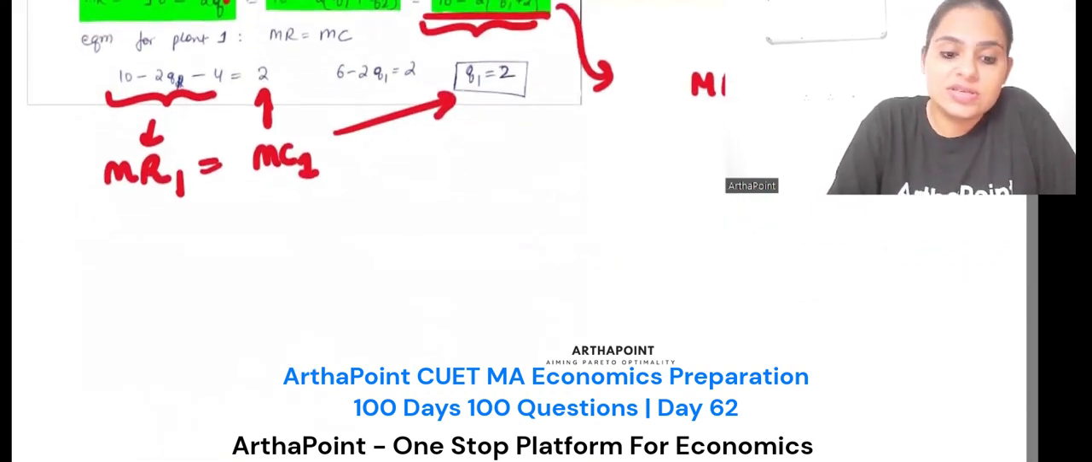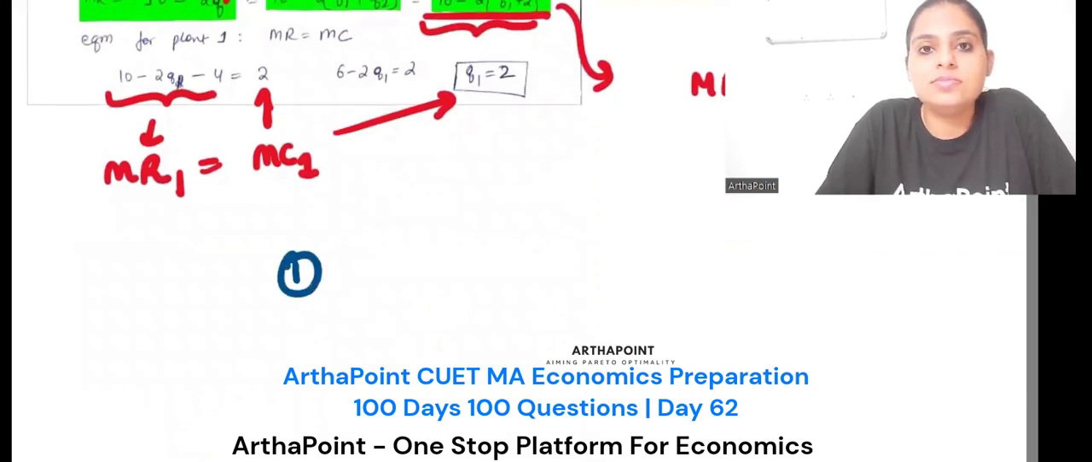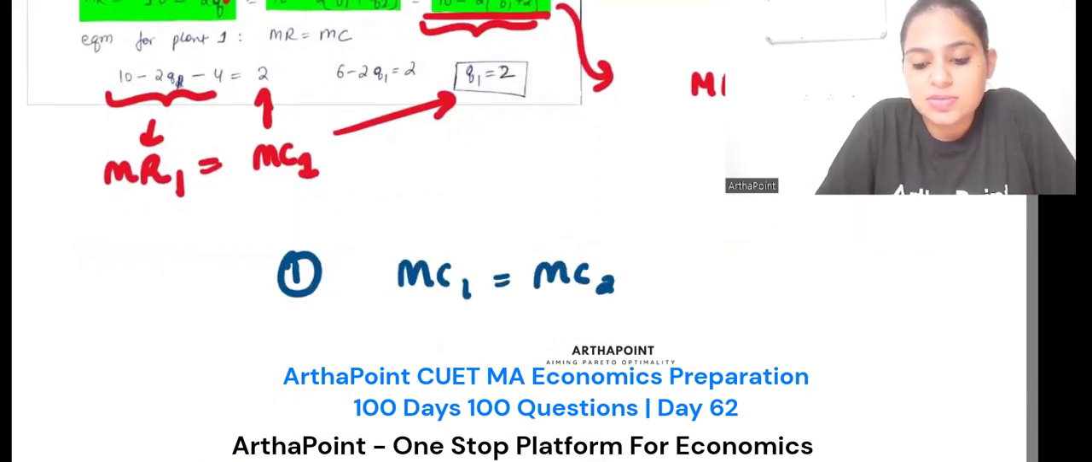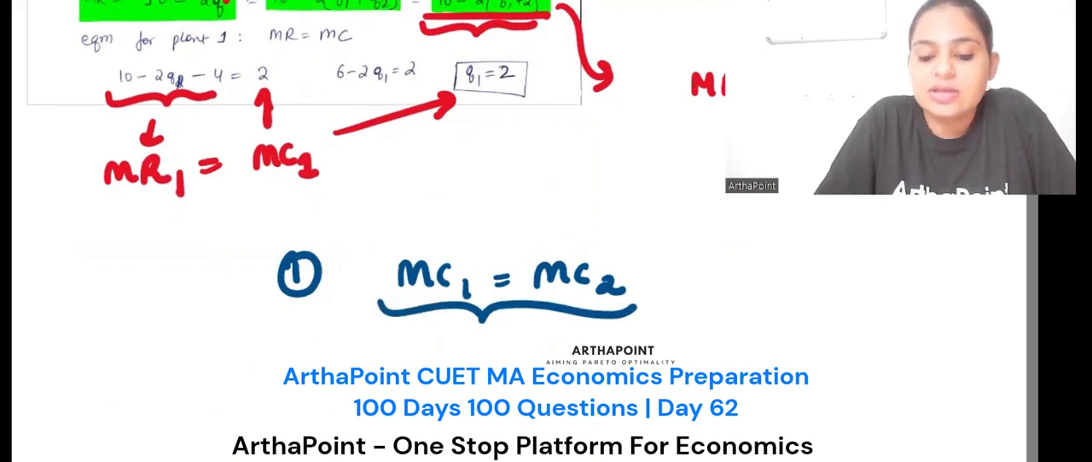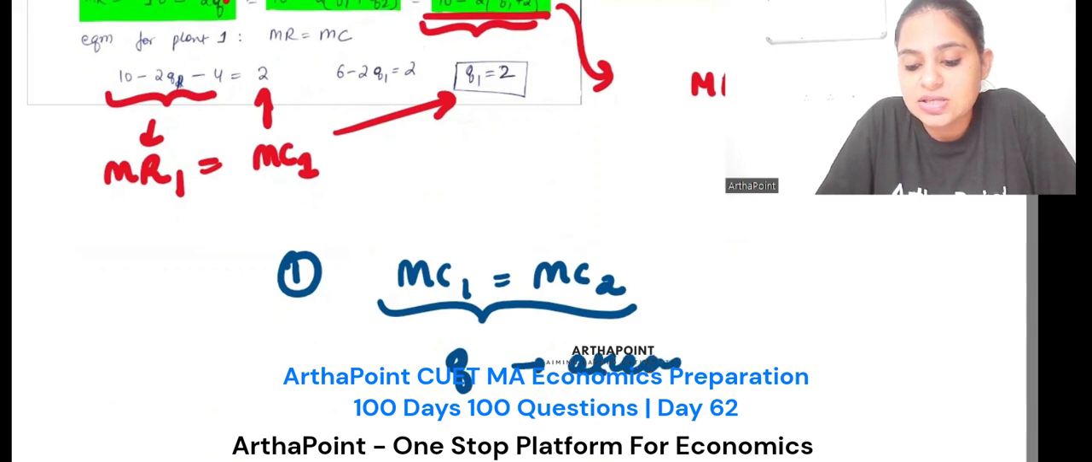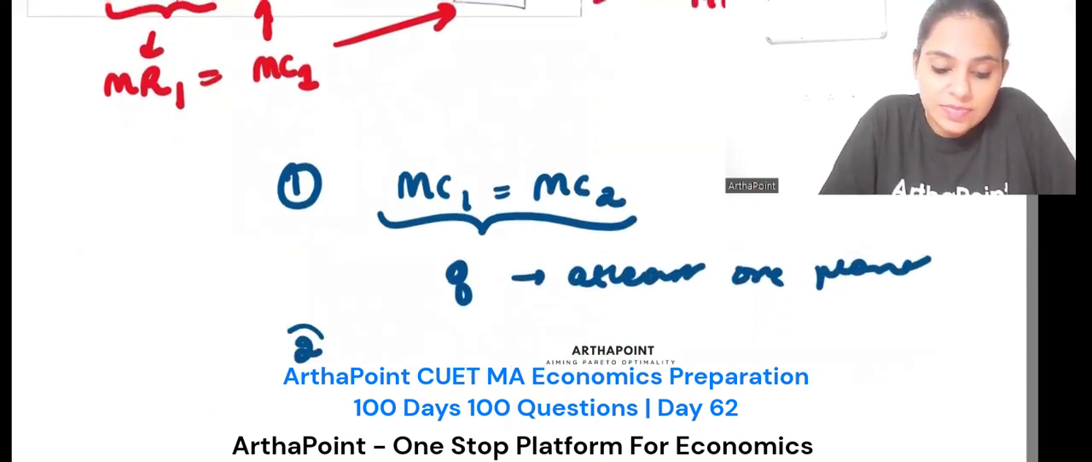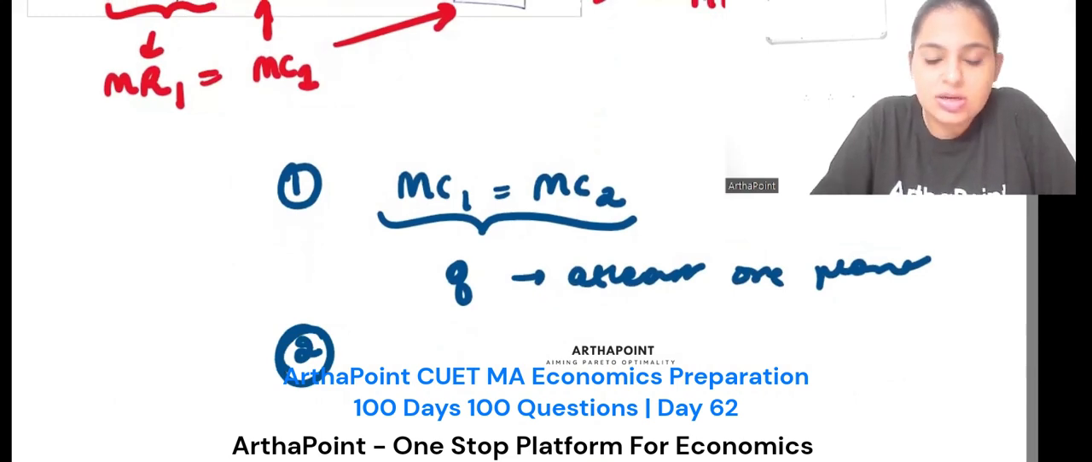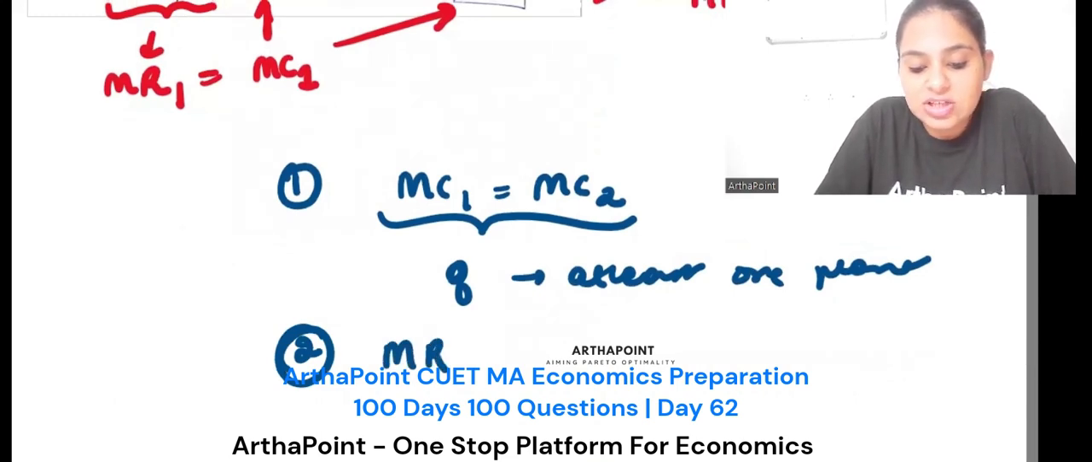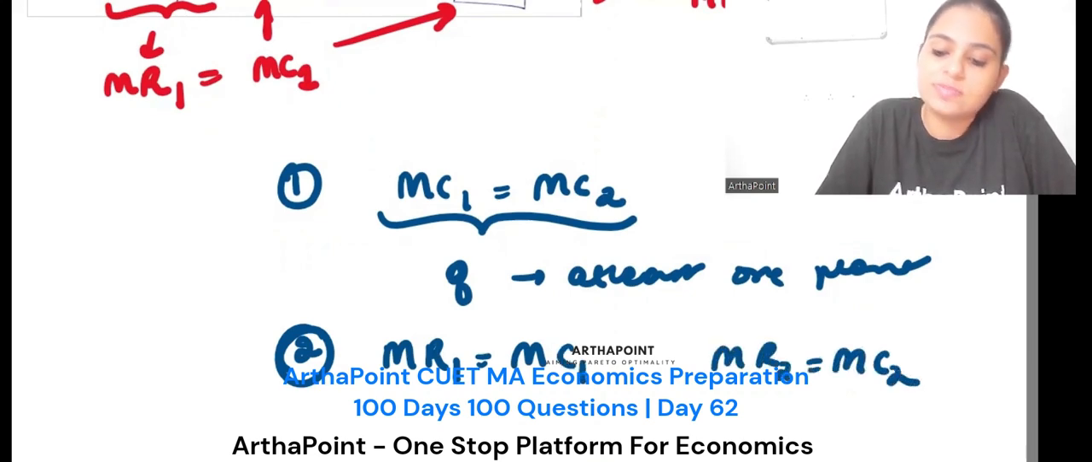So a few takeaways. Takeaway 1: you must equate the marginal cost of the two plants. When you do that, sometimes you will get the quantity of at least one plant. You will get the answer from here. Second thing, if you don't get the answer, then for each plant equate its marginal revenue to marginal cost. This is the profit maximization condition.